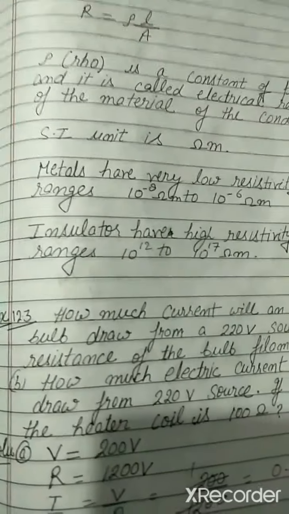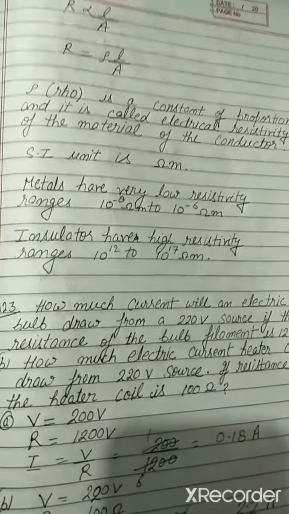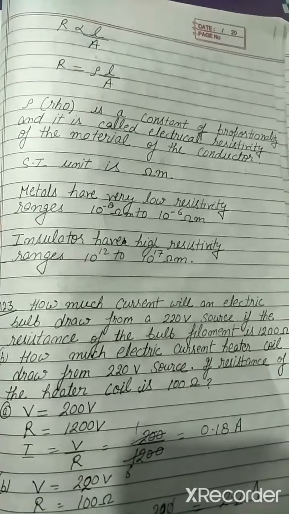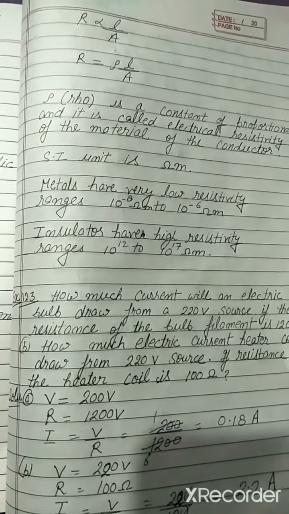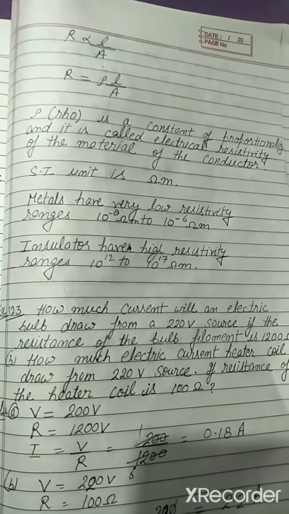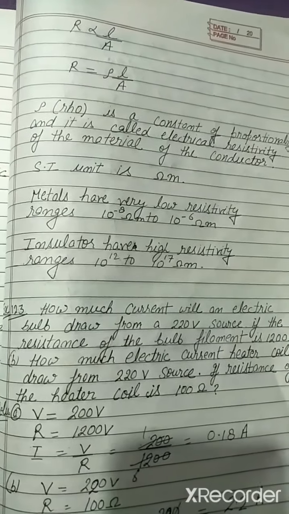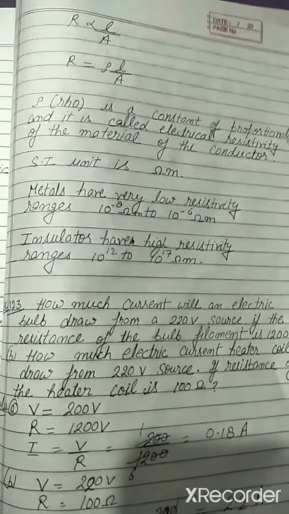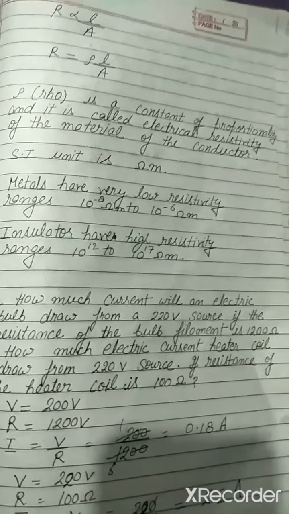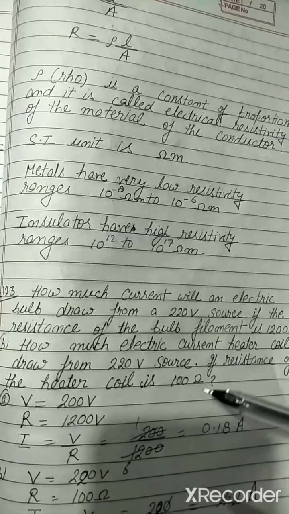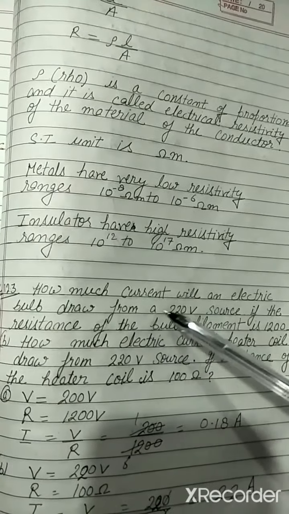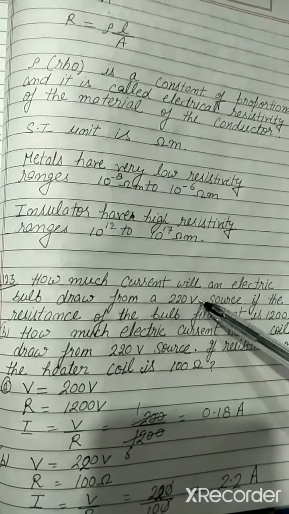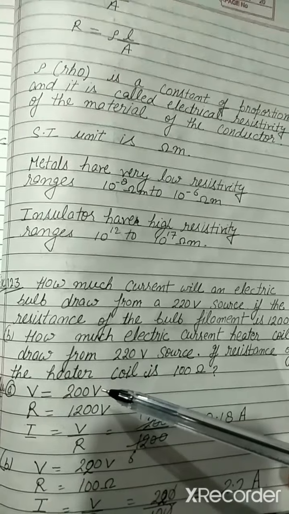Now here is an example. How much current will an electric bulb draw from a 220 volt source if the resistance of the bulb filament is 1200 ohm? And how much electric current is drawn by a heater coil from a 220 volt source if the resistance of the heater coil is 100 ohm? So in this question we are given the potential difference, 220 volt. So we write V equals 220 volt.